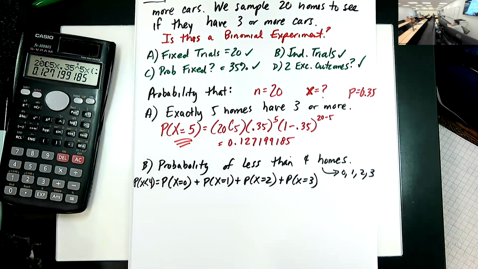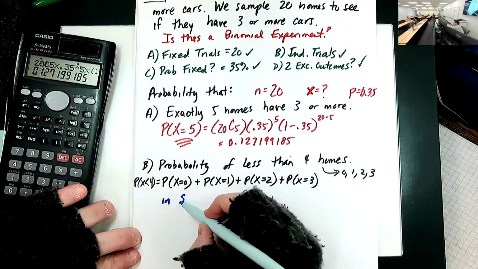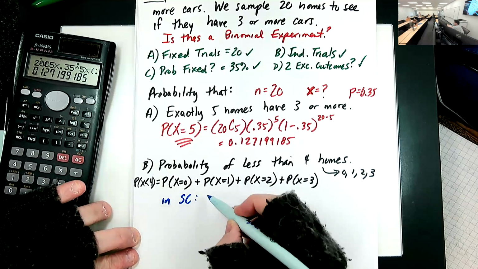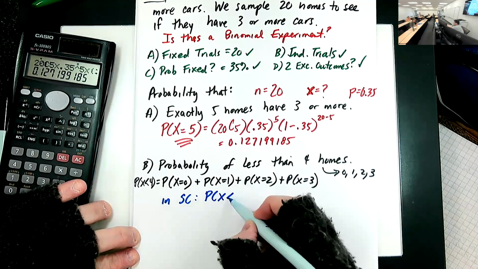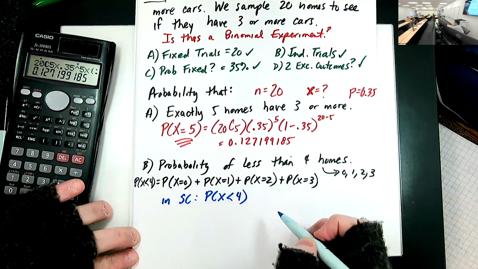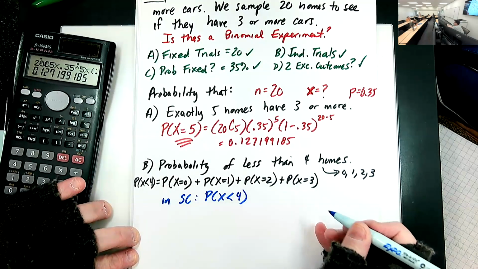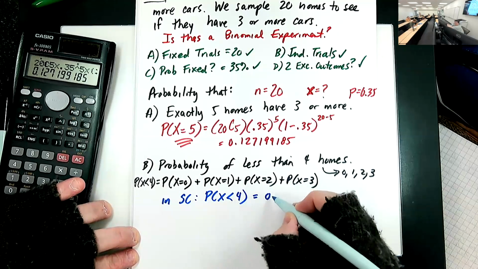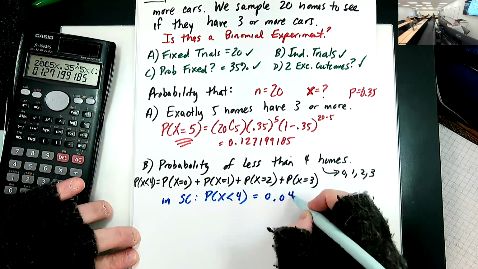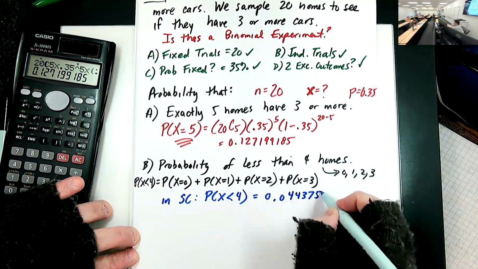In StatCrunch, I just plug it in. I type in probability X less than 4. I tell it what N and P are, and it told me 0.044376.